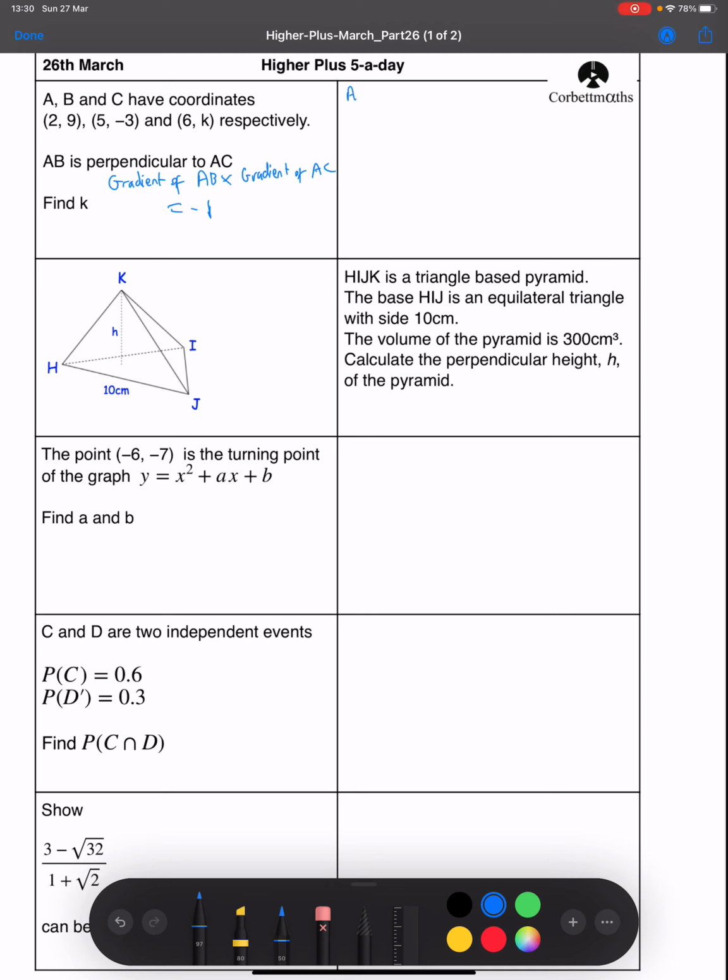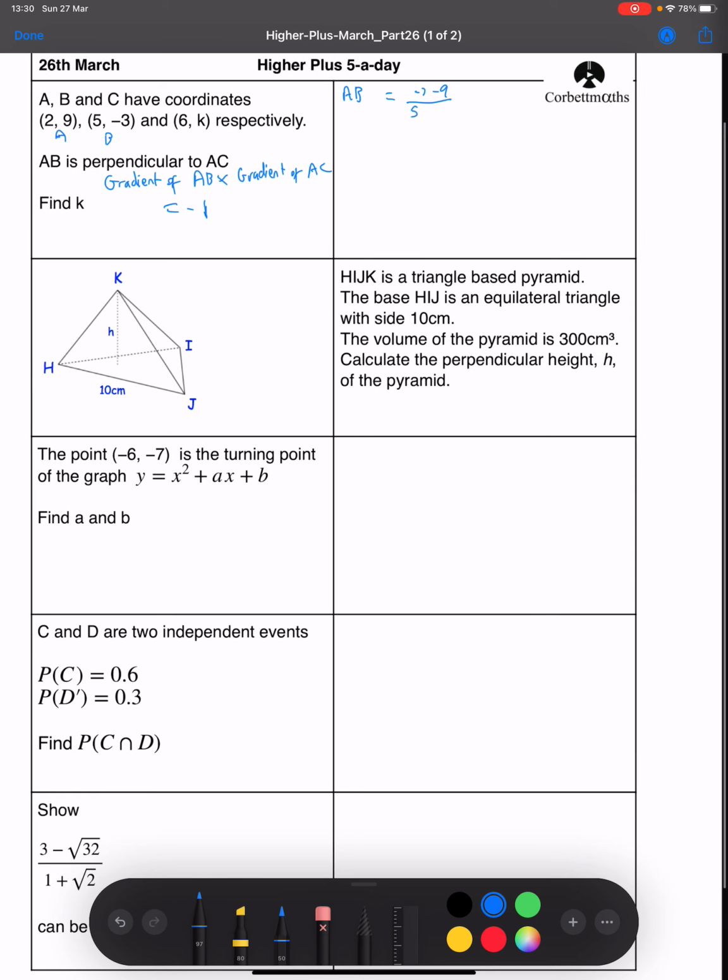So for AB, if this is A and this is B, then the gradient is going to be the change in Y. So if I do -3 take away 9, that's the Y coordinates of them, divided by the change in X, which is 5 minus 2. So that's going to be -12 over 3, which is equal to -4.